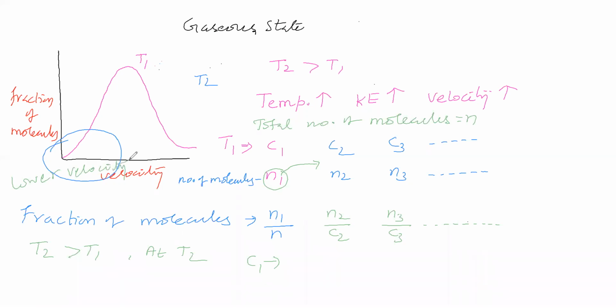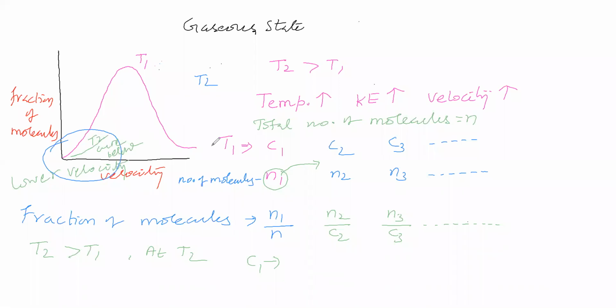At the lower velocity side, will the T2 curve be below T1 or above T1? What do you say? At the lower velocity side, T2 curve will be below. You are saying that T2 curve will be below T1 when the velocity is low.